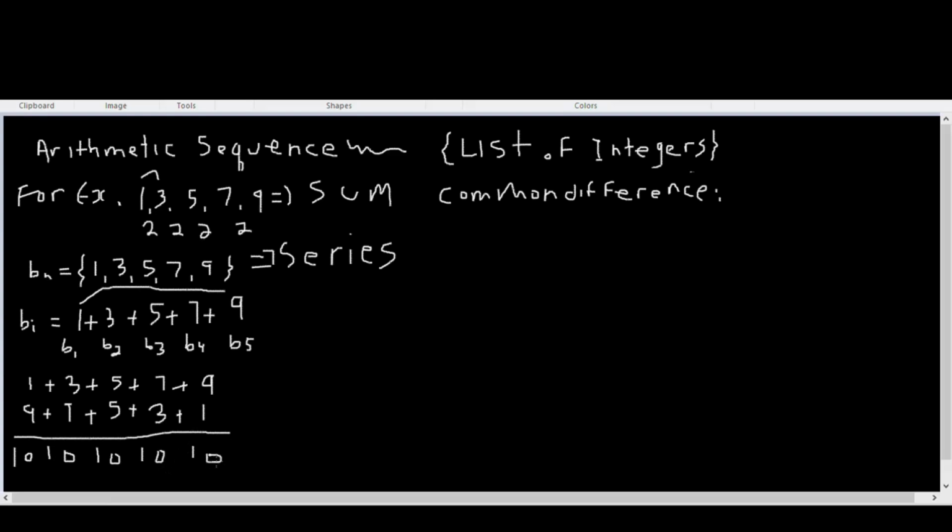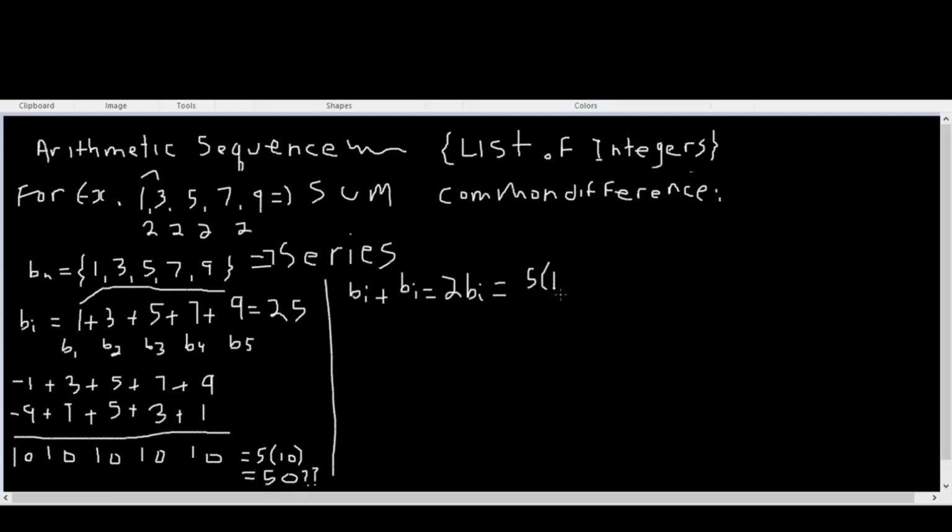So what we do, change the order of the series. Now we have 5 sums of 10. 9 plus 1, 7 plus 3, and so on. 5 plus 5, 3 plus 7, 1 plus 9. That gives us 5 tens, and that equals 50. However, our series equals 25. So what gives? Notice though, we summed the series twice, so that just equals 2 b sub i. So in order to solve for b sub i, we need to carry over the 2. And the final answer is 25, and that's the answer that we want.